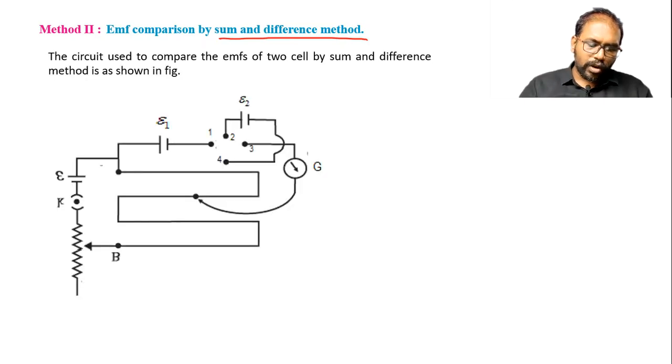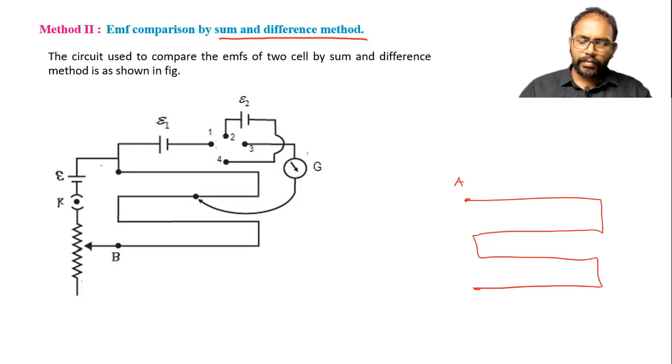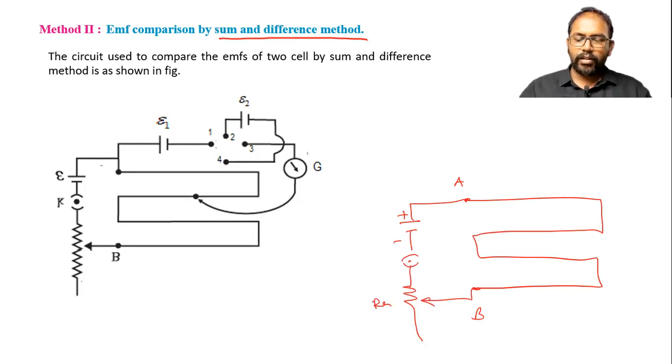I told you the common part here. So this is the common part. This is A, B, the potentiometer wire A and B. Now this is a battery, the driving battery. This is the key. Then this is the rheostat. So that much is common in all these potentiometer experiments.